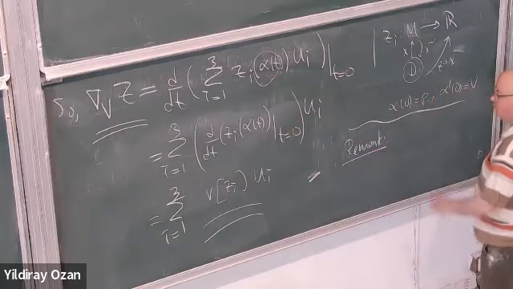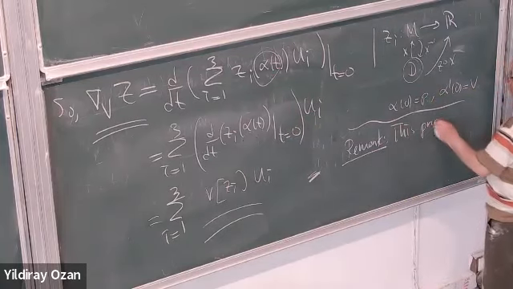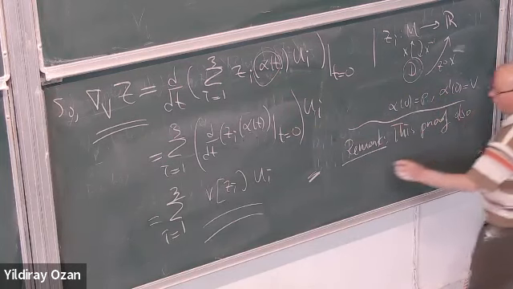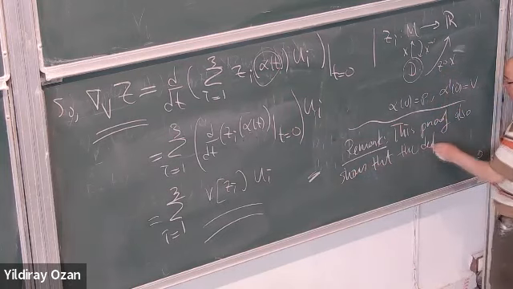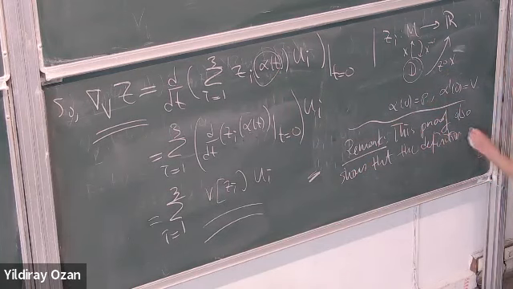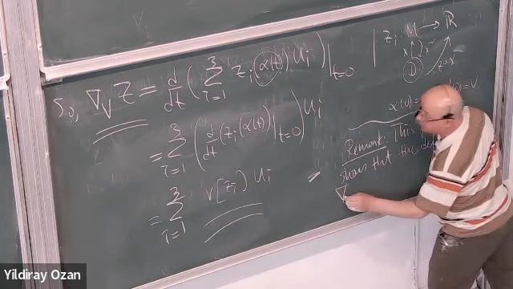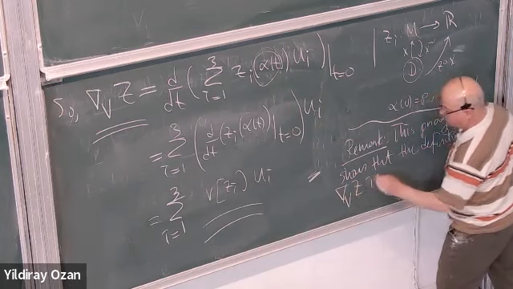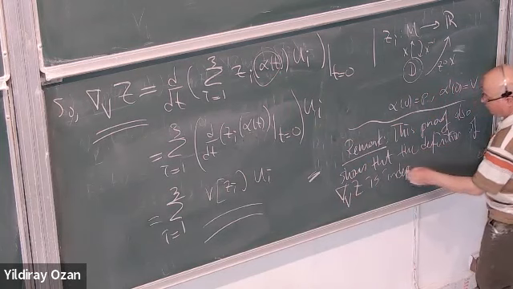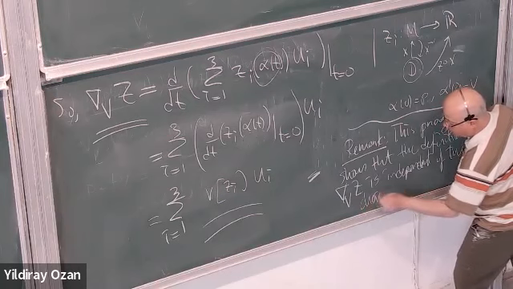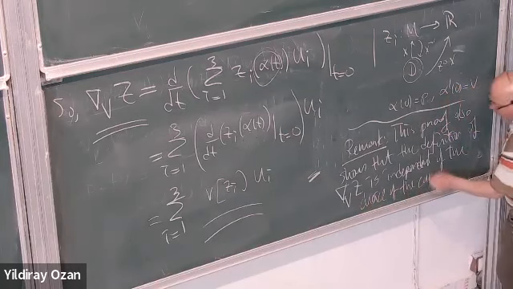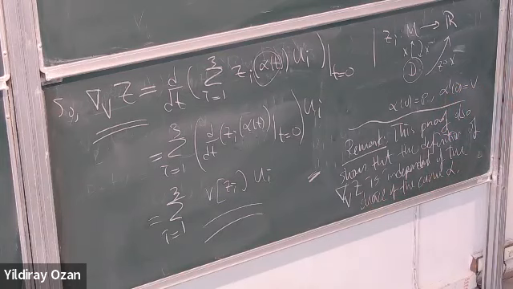Okay, so this proof also shows that the definition of this covariant derivative is independent of the choice of the curve alpha, as long as it passes through the point P with the velocity vector V at 0.